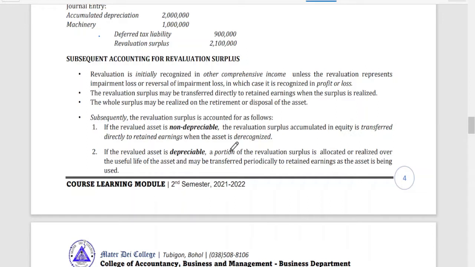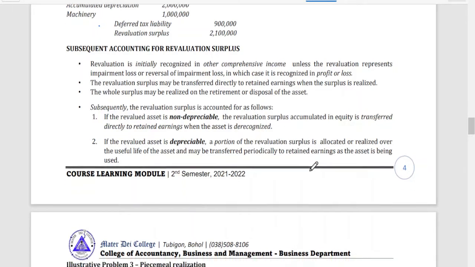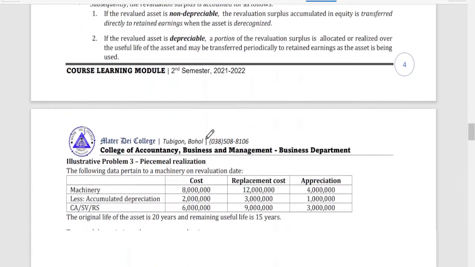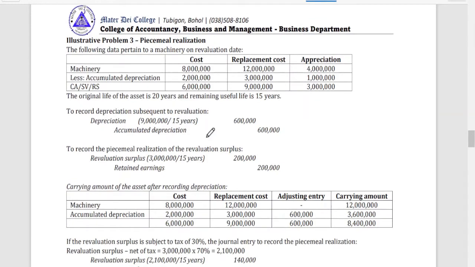For assets that are depreciable, meaning they're subject to depreciation like machinery, equipment, building, a portion of the revaluation surplus is allocated or realized over the useful life of the asset and may be transferred periodically to the retained earnings as the asset is being used. And we call this the piecemeal realization. So let's proceed to the example.